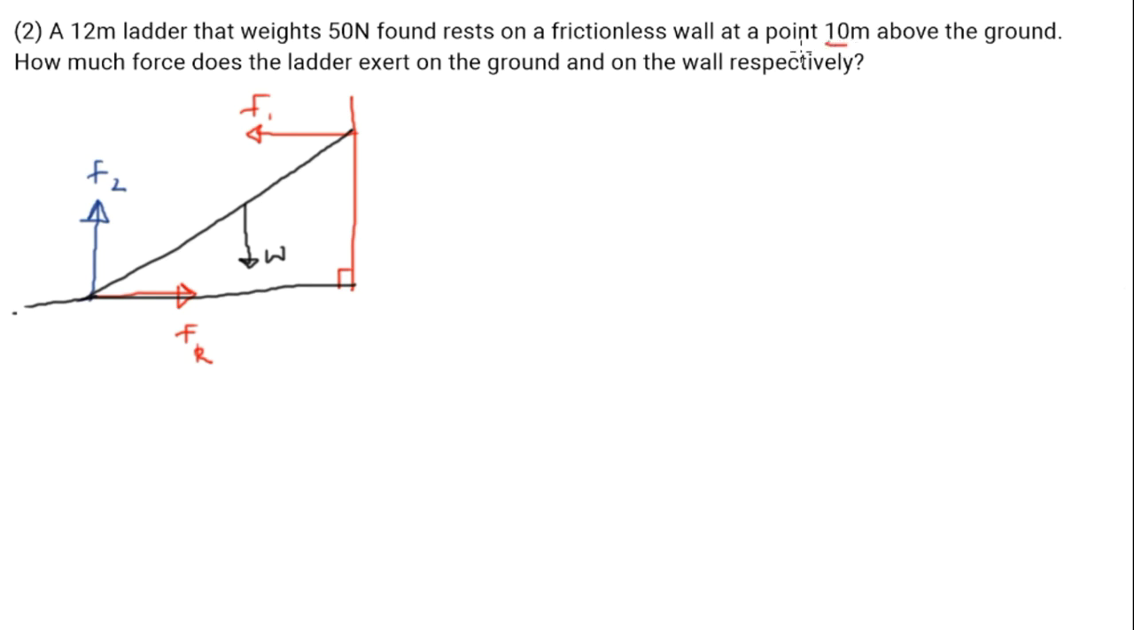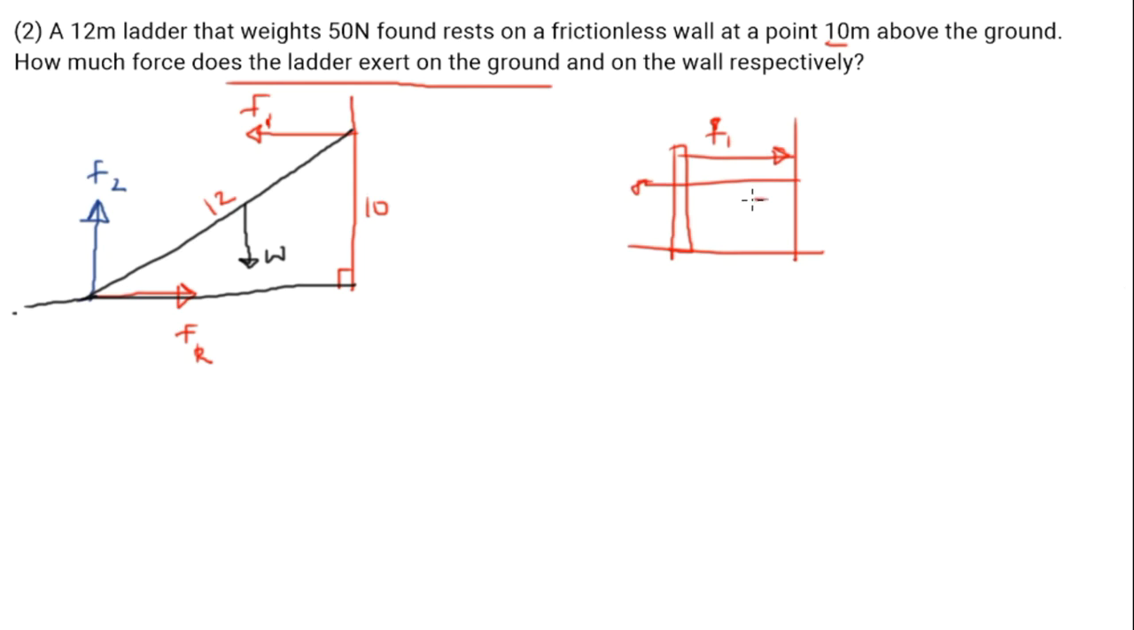Now, a 12 meter ladder that weighs 50 newton rests on a frictionless wall at the point 10 meters above the ground. So the height of the wall is 10 meters. How much force does the ladder exert on the ground? That's supposed to be F1. The amount of force that the ladder exerts on the wall is equal and opposite to the amount of force that the wall exerts on the ladder. So if the ladder exerts F1 on the wall, the wall will also exert F1 on the ladder.